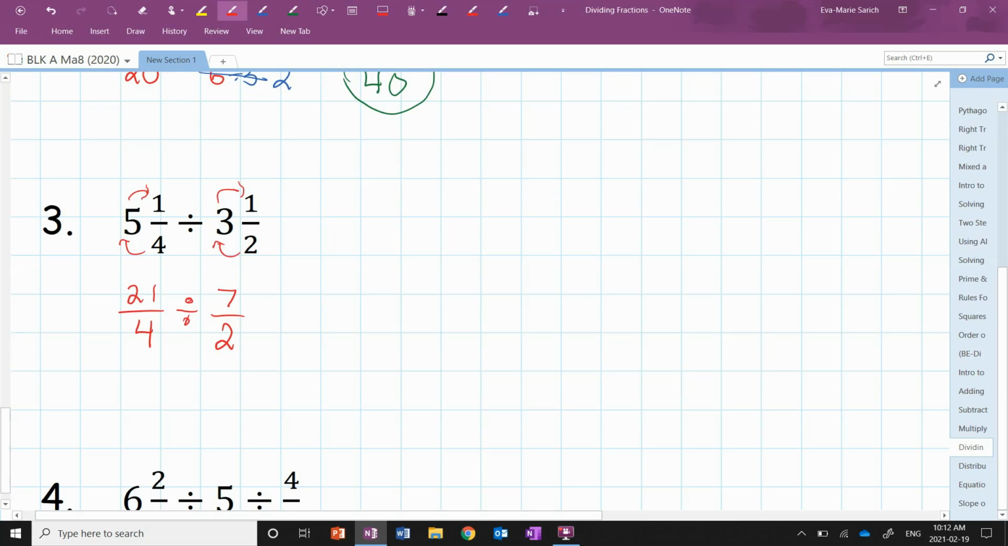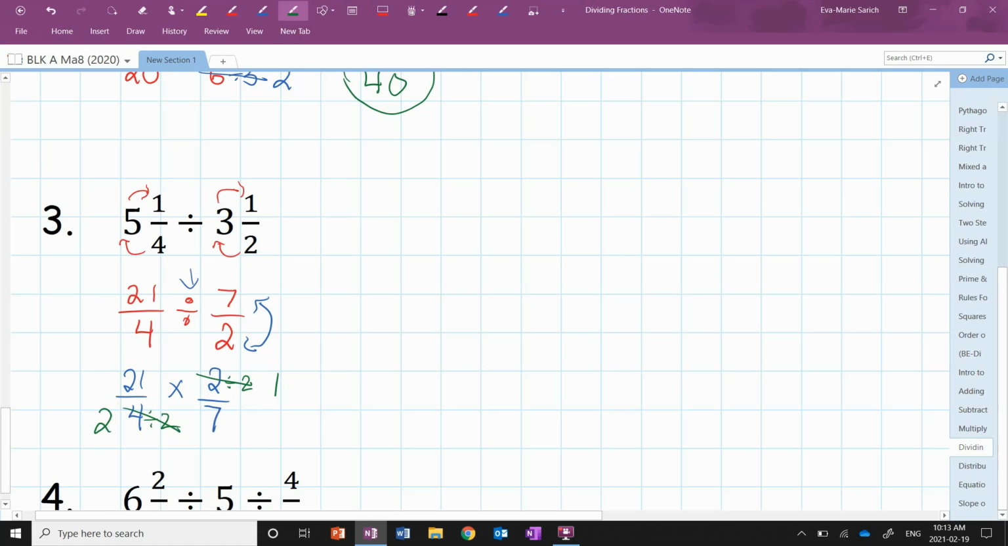The next step then is to turn that divide into a multiply and flip the second fraction. So this is going to be 2/7 now. The first fraction stays the same at 21/4. Now look to see what can reduce. Well, I'm thinking 2 and 4 you recognize as being able to reduce. They both divide by 2. So I'll cross out the 2 and it becomes a 1. Cross out the 4 and it becomes a 2.